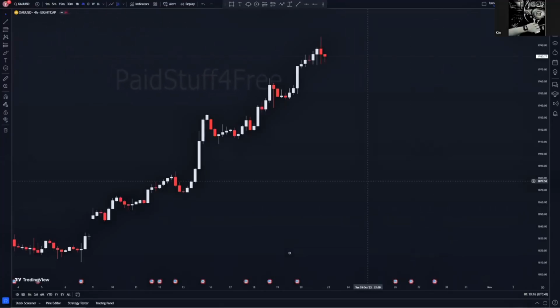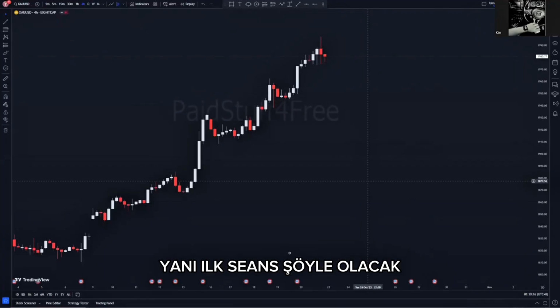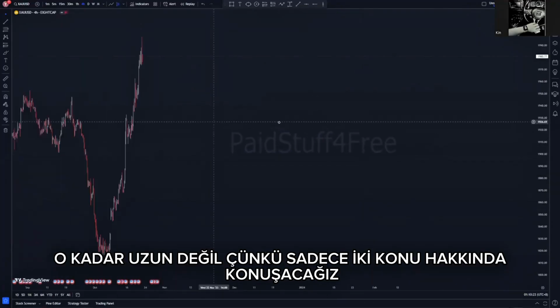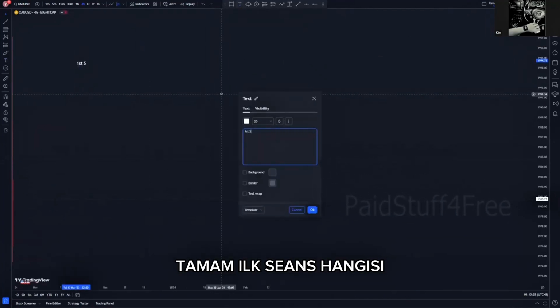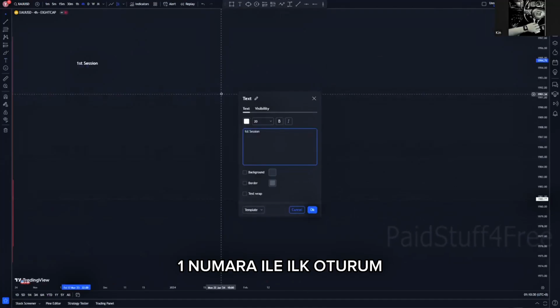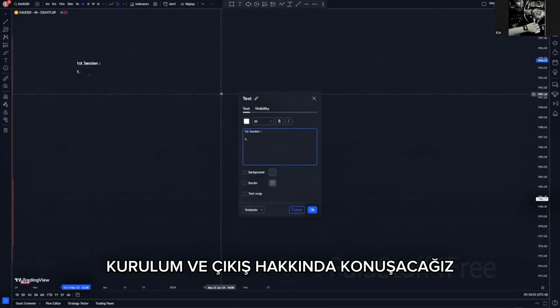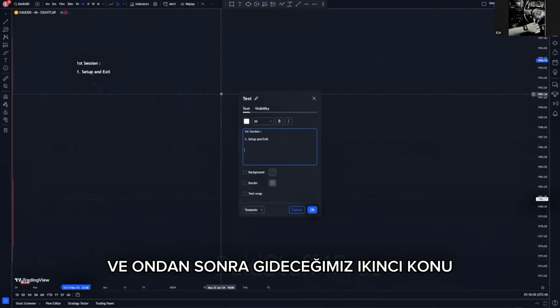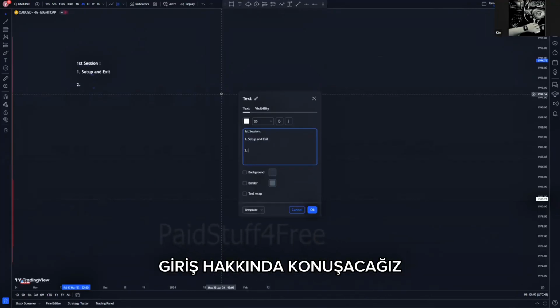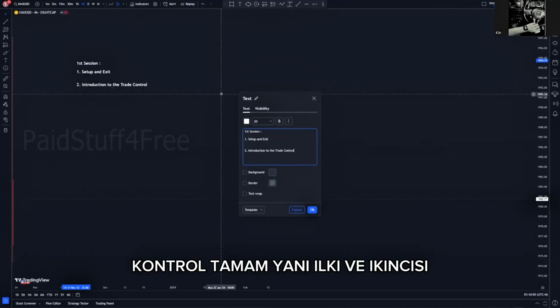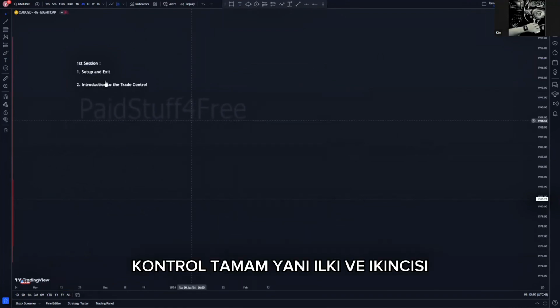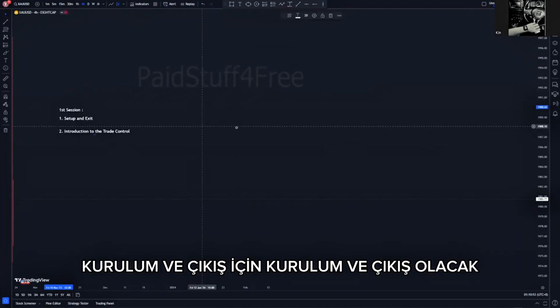All right. So the first session is not that long because we are going to talk about just two topics. Number one, we're going to talk about the setup and the exit. And after that, the second topic, we're going to talk about the introduction to the trade control. So the first topic is going to be the setup and exit.